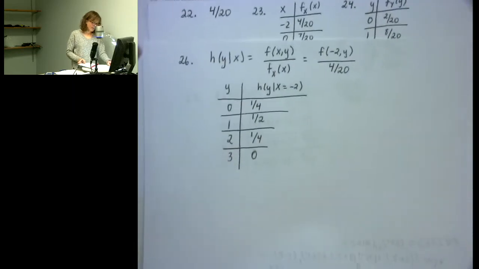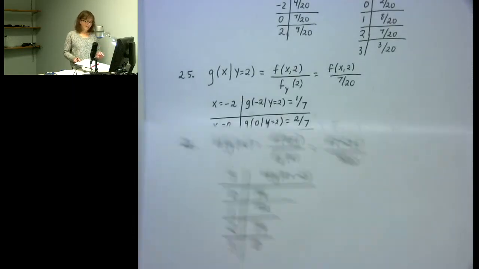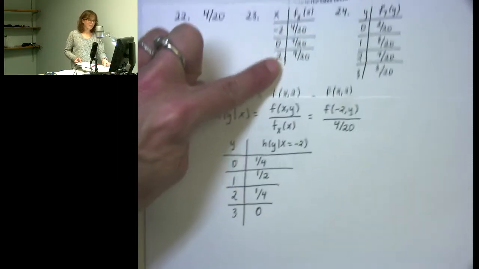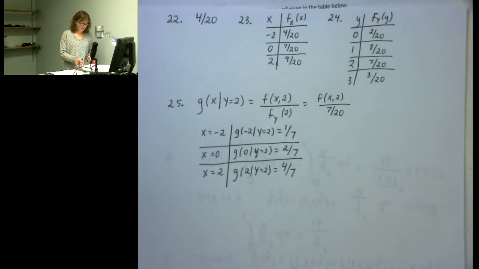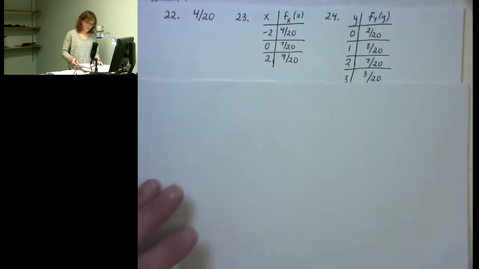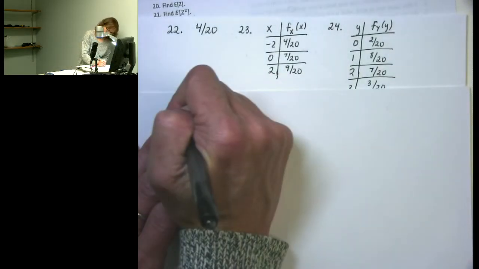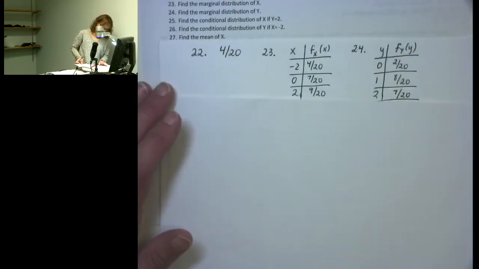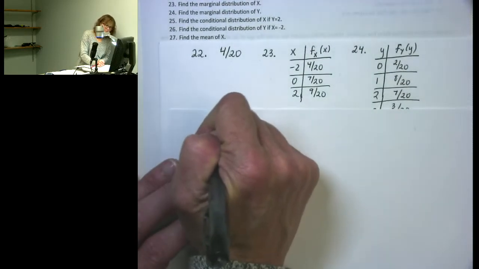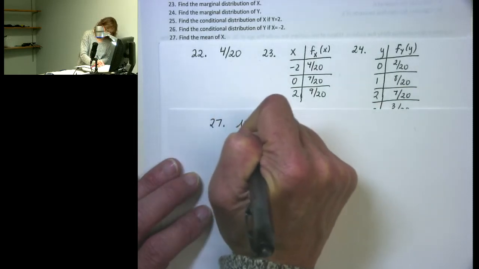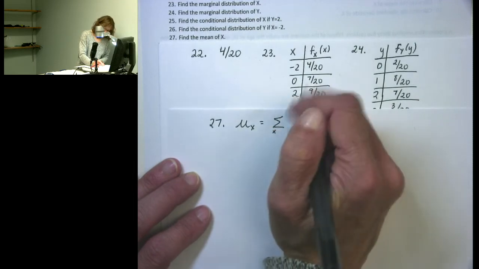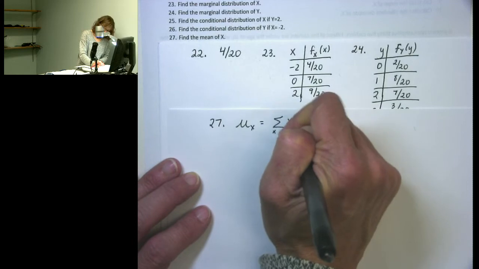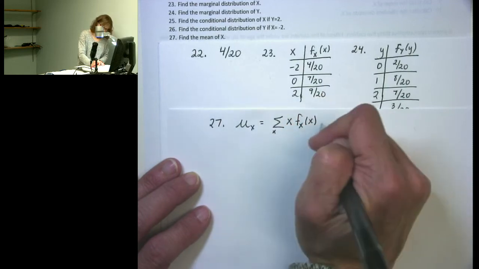All right, so now I want to find the mean of x. The easiest way to find the mean of x is to use the marginal distribution of x. So here's my marginal distribution of x. Let's see which question number I'm on. It is the mean of x, 27. What I'm going to do is take all the possible values of x, and multiply x times the marginal probability that x takes on that value.